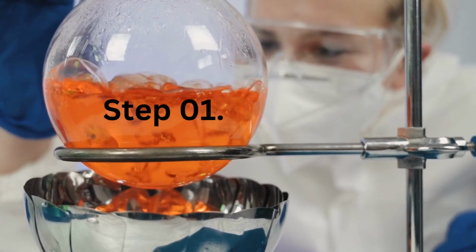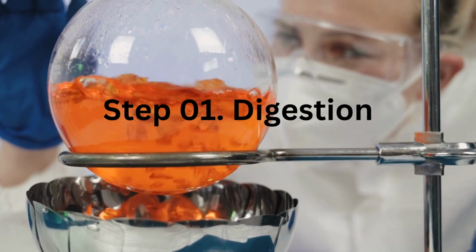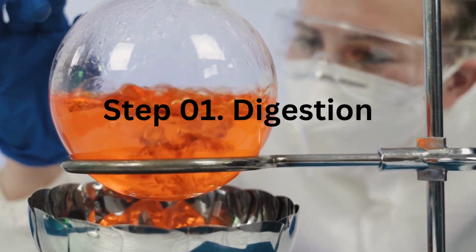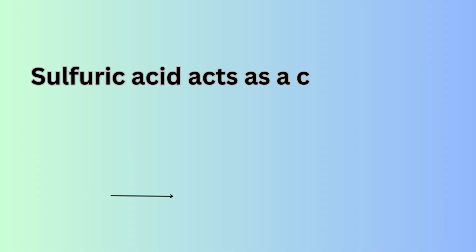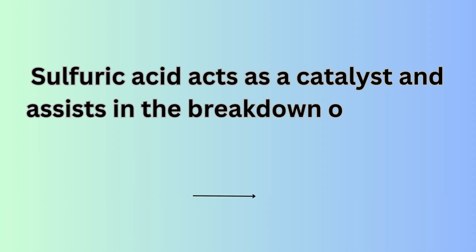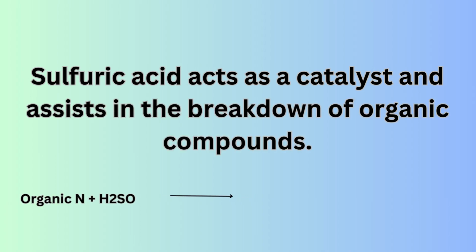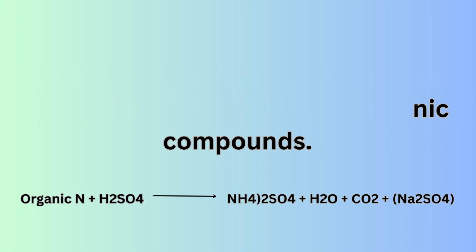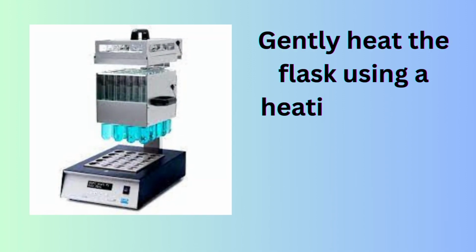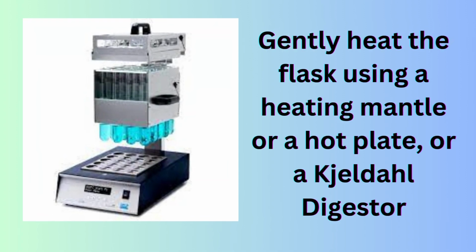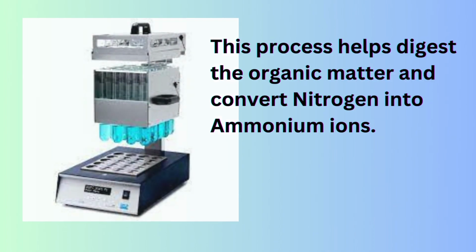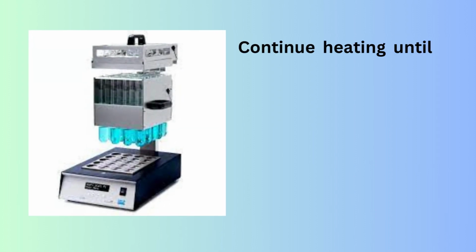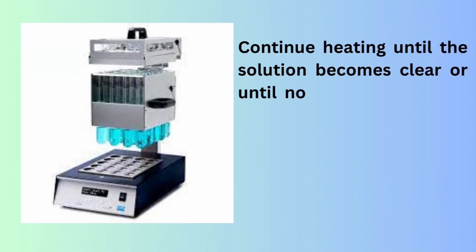Step 1. Digestion. Add a precise amount of concentrated sulfuric acid, H2SO4, to the Kjeldahl flask containing the sample. Sulfuric acid acts as a catalyst and assists in the breakdown of organic compounds. Make sure to handle the acid with care, as it is corrosive. Now, gently heat the flask using a heating mantle, a hot plate, or a Kjeldahl digester. This process helps digest the organic matter and convert nitrogen into ammonium ions. Continue heating until the solution becomes clear or until no further fumes are observed.